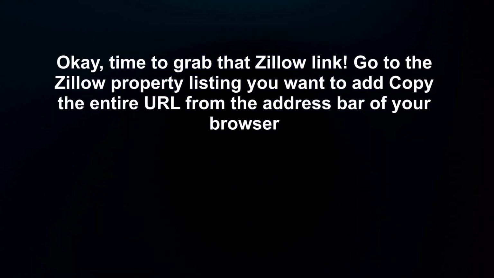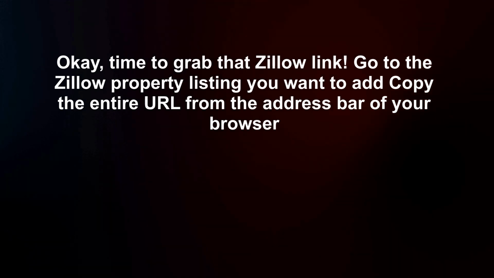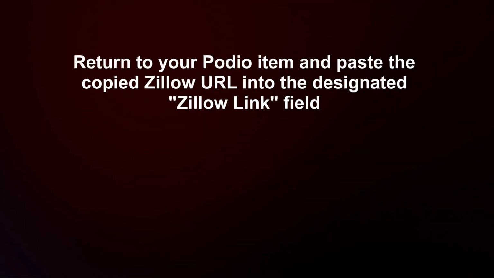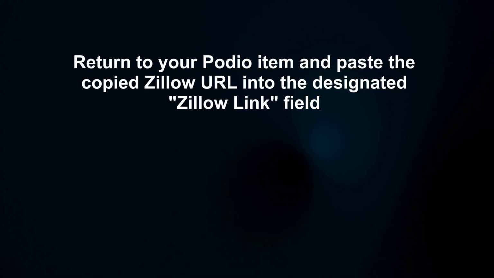Okay, time to grab that Zillow link. Go to the Zillow property listing you want to add. Copy the entire URL from the address bar of your browser. Return to your Podio item and paste the copied Zillow URL into the designated Zillow link field.